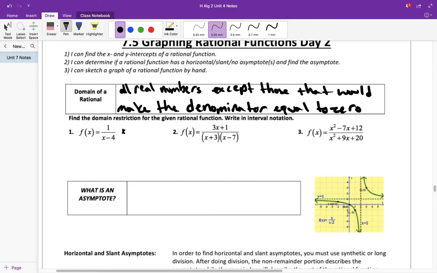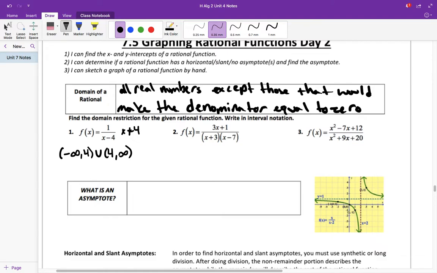So if you notice on number 1, our domain restriction is that x cannot equal the number 4. In other words, every other number, we're going to go from negative infinity up to 4. We can't include 4. But then we're going to go from 4 up to infinity, and basically every number except 4 is what this is saying will work.